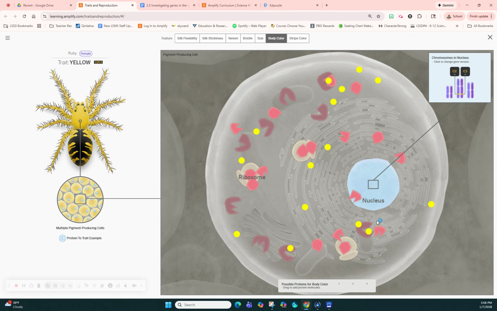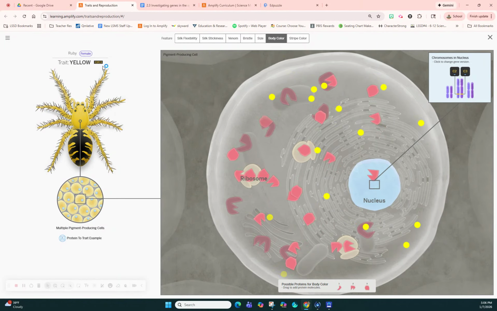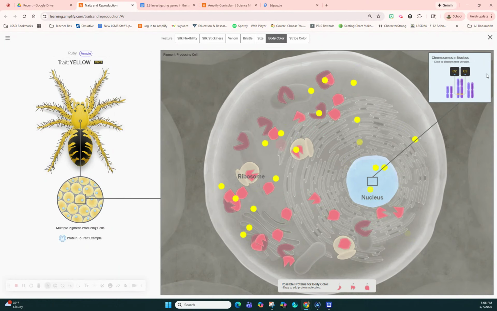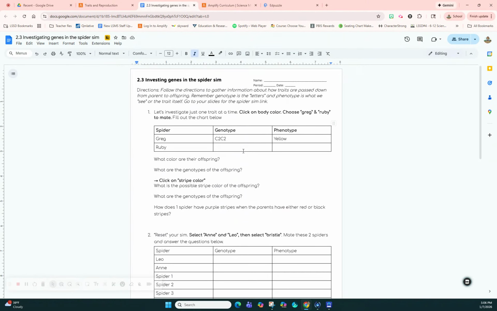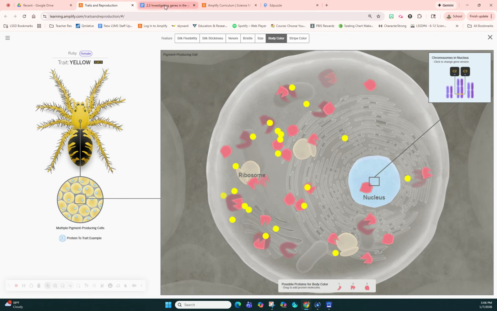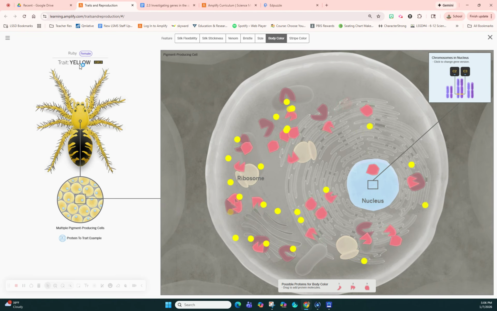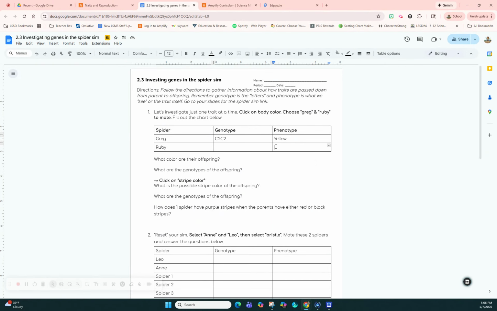Now let's take a look at Ruby. Ruby is a C2 and a C3. Those are her genotypes, and that's what genes she has on her chromosomes in her DNA. So I would record that here. Go ahead and write on your paper C2, C3. And what color is Ruby? Ruby is also yellow. Go ahead and write that down in your space provided.